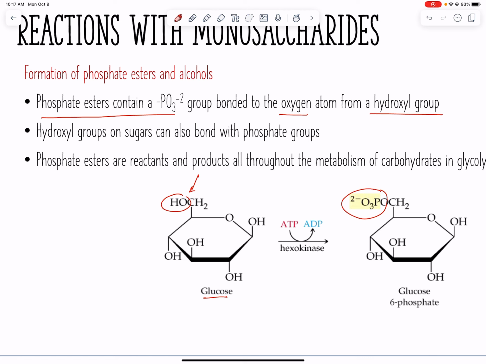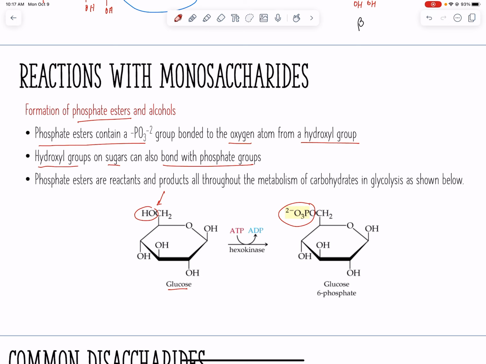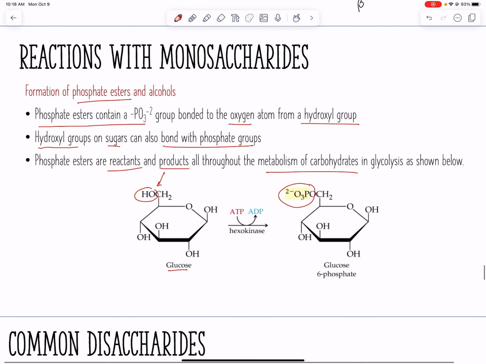So what's happening is hydroxyl groups on sugars bond with these phosphate groups and they form what we call a phosphate ester. These are reactants and products all throughout metabolism, in glycolysis as shown below. We'll actually look at this exact step and this exact enzyme when we get to, I think it's chapter 22. Anyways, I'm not going to spend a lot of time on this, but we can add phosphate groups.